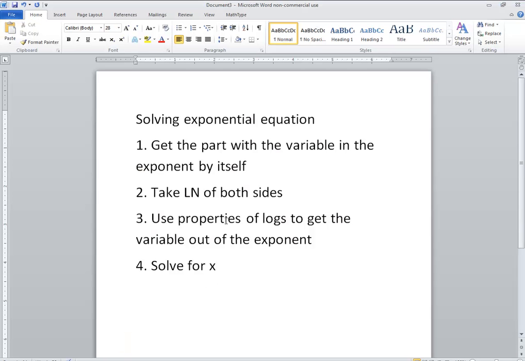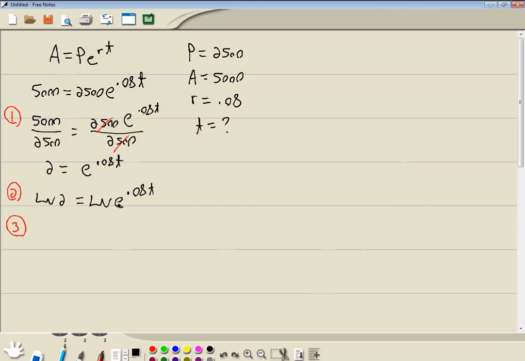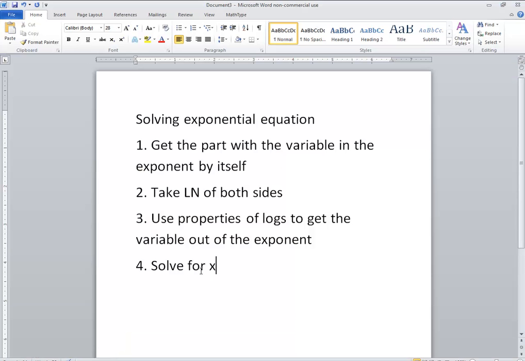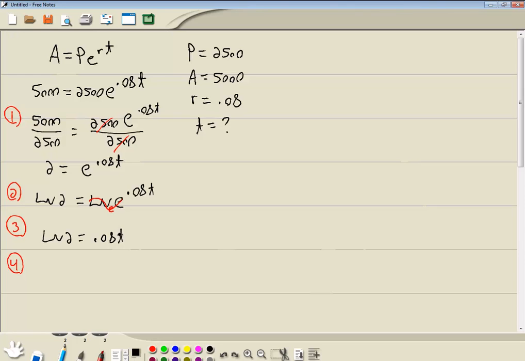Step 3. Use properties of logs to get the variable out of the exponent. Remember the base on ln, if I were to put it in there, is base e. And when these match, the ln and e are going to cancel. So those are all going to drop away. And we got natural log of 2 is equal to 0.08t. And then step 4, I say solve for x. But in this case, we don't have an x, we're solving for t. So we're going to divide both sides by 0.08. So natural log of 2 divided by 0.08 is equal to 0.08t divided by 0.08.